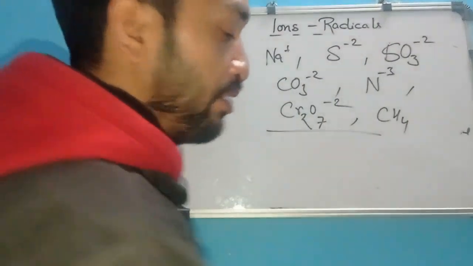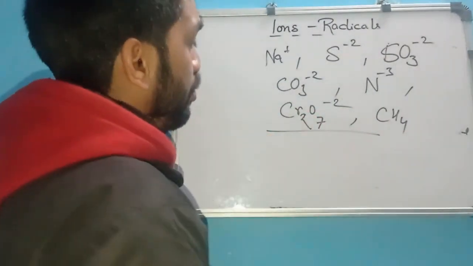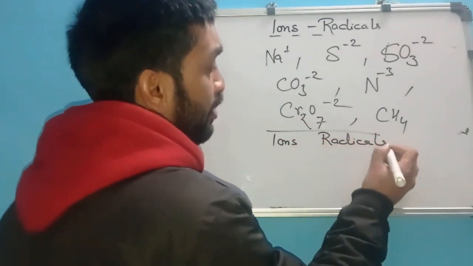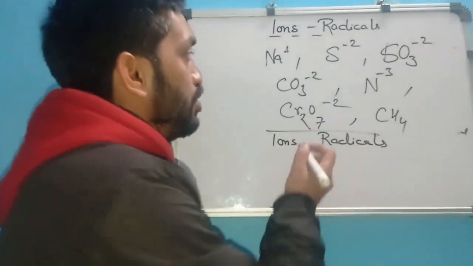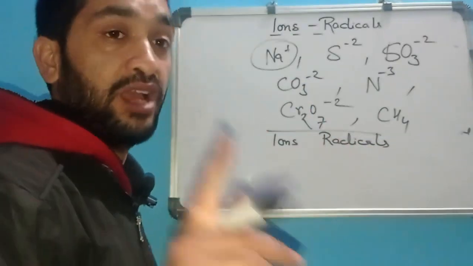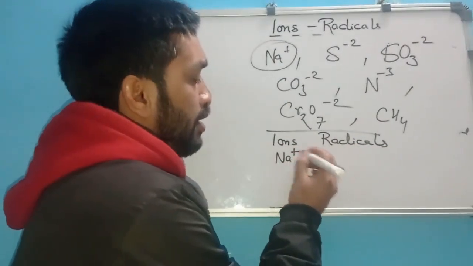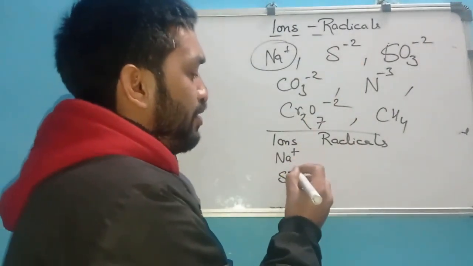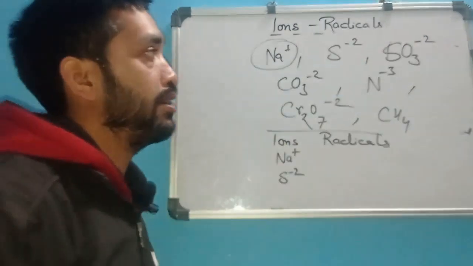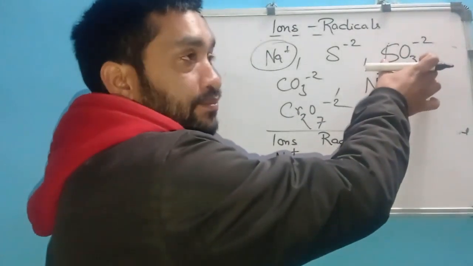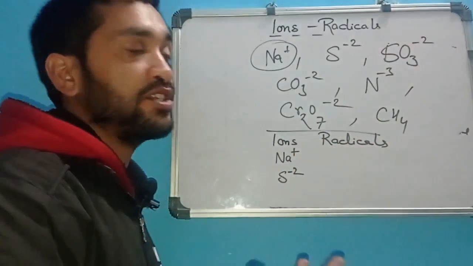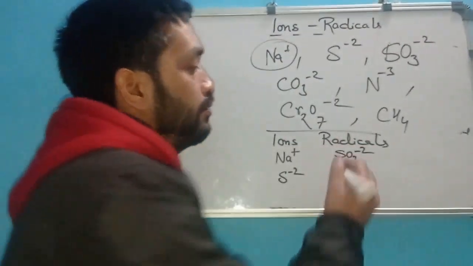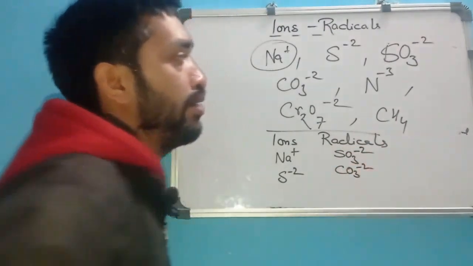So now I am solving from here. Now see, what were the points given? Ions and radicals we have to categorize. First one, Na positive: not a group of atoms but having a charge, so it will come under ions. Next one, S 2 negative: single S having a charge, definitely an ion. SO3 2 negative: group of atoms having a charge, behaving as a single unit, so it is a radical. Next, CO3 2 negative, carbonate ion, will also be a radical.